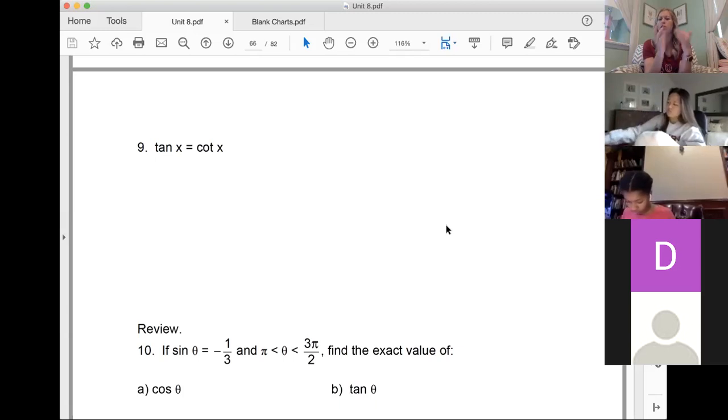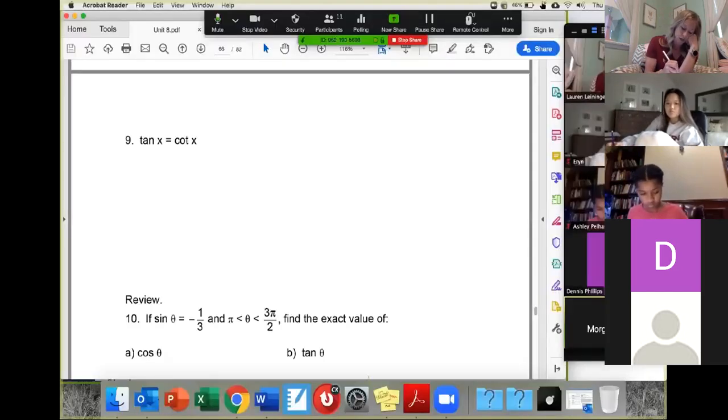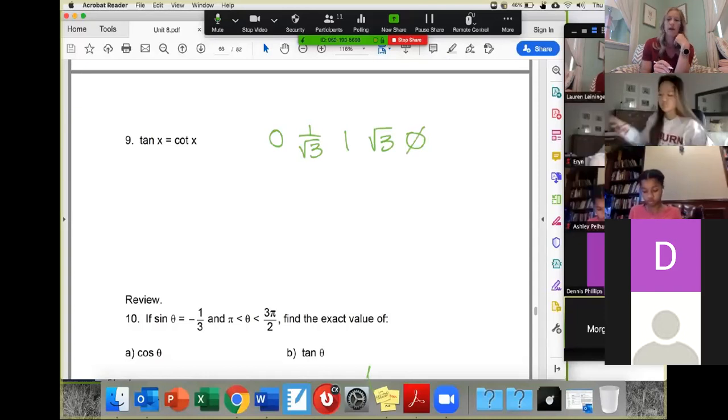Since they're reciprocals of each other, I would use my chart to think about that. Let me write out what the tangent looks like in my chart. Tangent was 0, 1 over root 3, 1, root 3, and undefined. Those are just my tangents from my chart. So if tangents are those, I get my cotangents by doing the reciprocals.